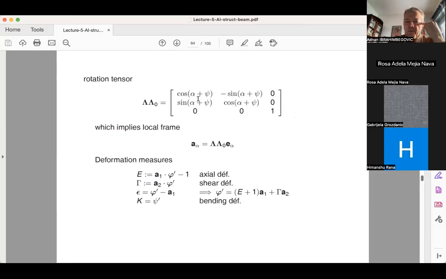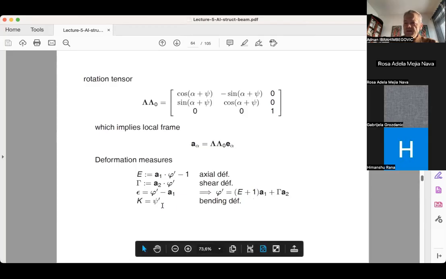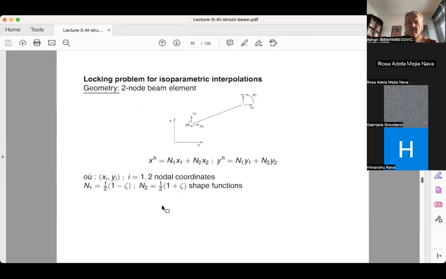Then your axial strain and shear strain could be obtained by dotting the final result with A1, A2. So E becomes A1 dot phi prime minus 1, and gamma becomes A2 dot phi prime. Since I can write phi prime as E plus 1 times A1 plus gamma times E2. And then curvature becomes simply the derivative of psi. This is just like a Timoshenko beam, only with respect to the curvilinear coordinate. This is d psi ds.